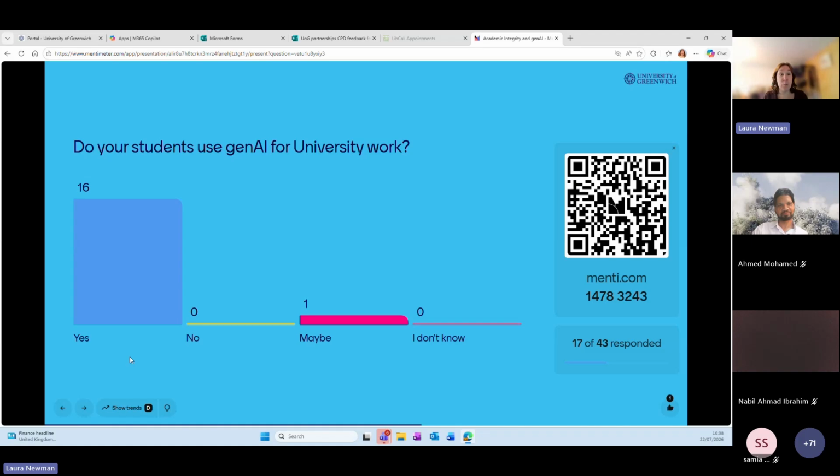That's why it's so important we have these conversations with them really early on, right? Because they are using it, whether we want them to or not. That is a fact for most of us. So that is the current state of events, that most students will use GenAI in one form or another.